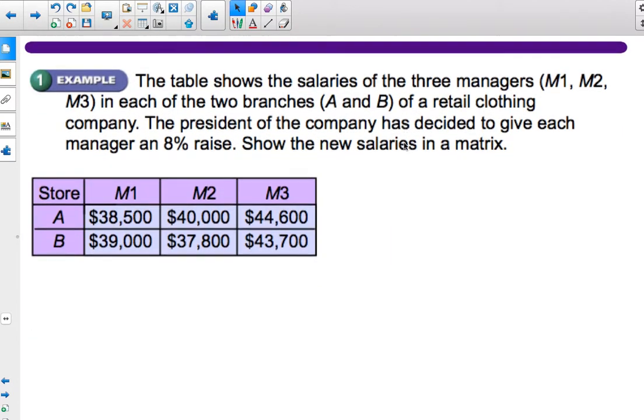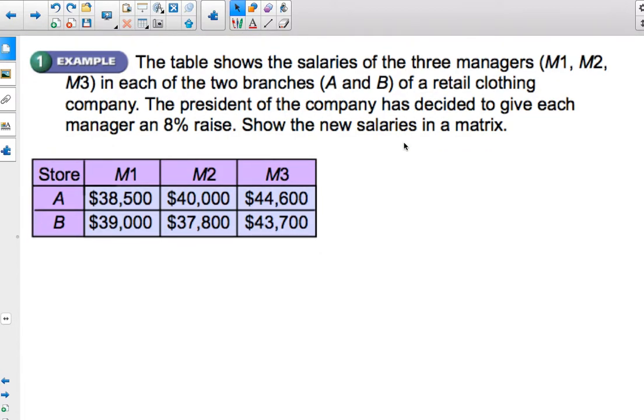All right, so looking down here. The table shows the salaries of 3 managers, manager 1, manager 2, and manager 3, in each of the 2 branches, A and B. The president of the company has decided to give each manager an 8% raise. Show the new salaries in a matrix.